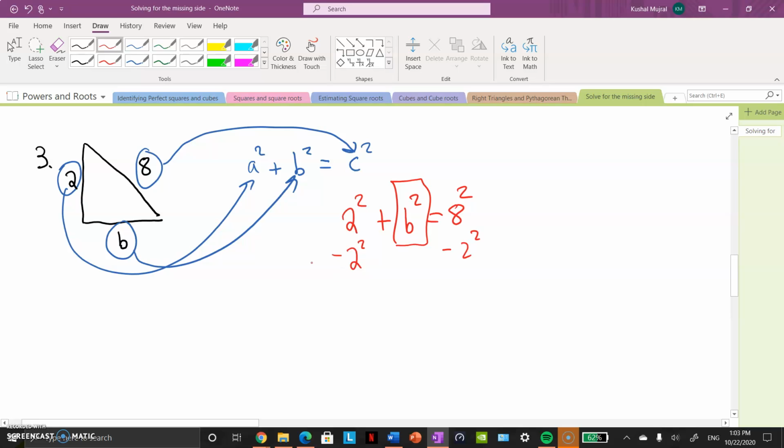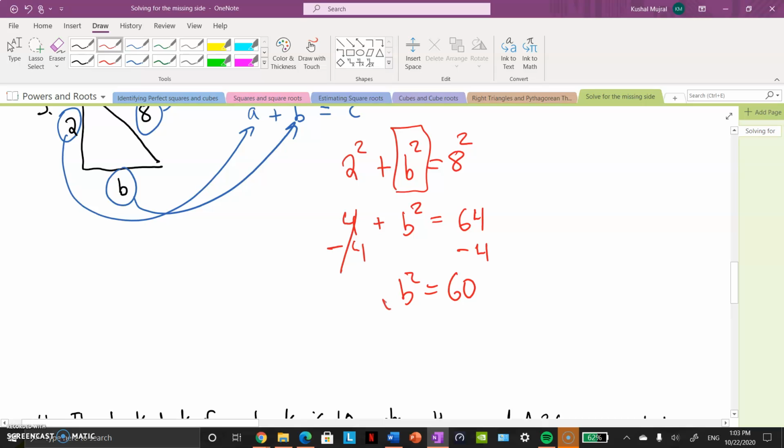Actually, before we do that, let's simplify the exponents. So 2 squared is 4 plus, we'll leave b squared as just b squared. 8 squared is 64. So now it's a bit easier to work with here. And we can subtract 4 from both sides to solve for b squared. b squared equals 60. So what that means is if we square root both sides, this cancels, and b equals the square root of 60.